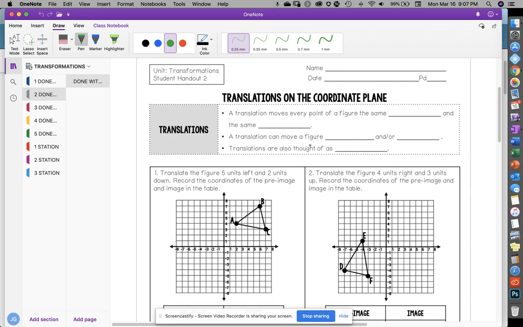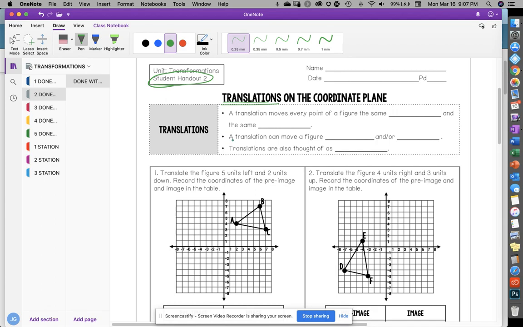All right, this is our second video for transformations. Again, make sure that you are using the one that says Student Handout 2, Translations on the Coordinate Plane. So we're going to talk only about translations on this worksheet. All right, so let's fill in some notes real quick here.